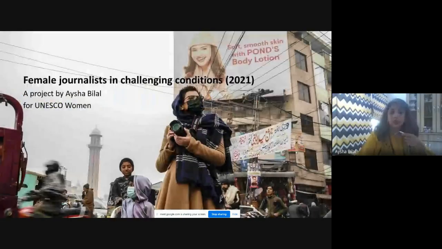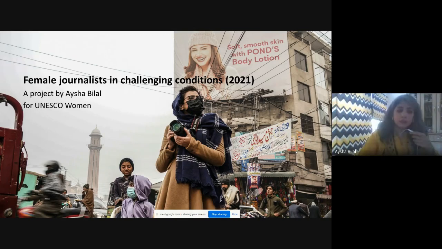This is an image from my recent project for UNESCO in 2021. It is titled Female Journalist in Challenging Conditions, and it is a clear depiction of the socio-cultural background I'm talking about right now. It's an empowered woman holding a camera in her hand, ready to face the male-dominated society in the midst of religious and post-colonial constructs.